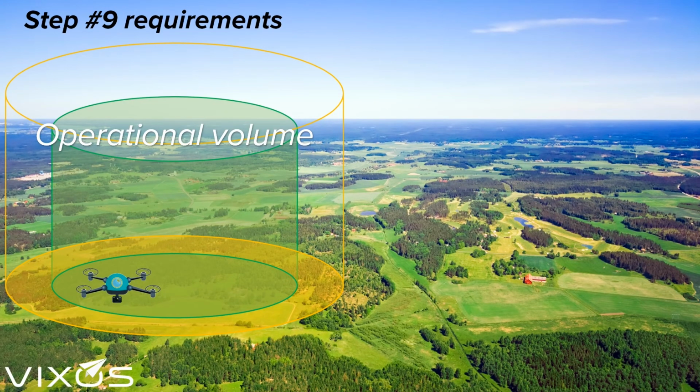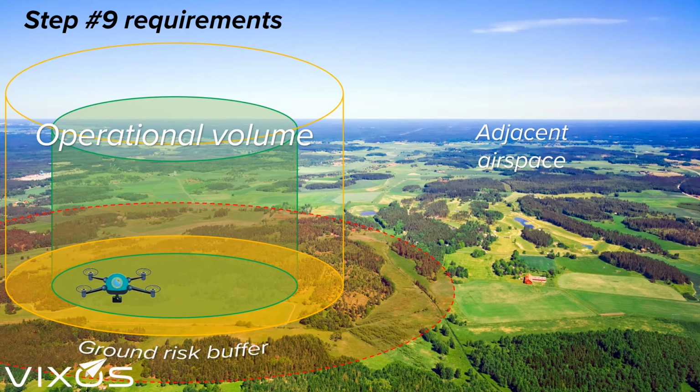Let us start by quickly revisiting the requirements in step number 9. First, there is the operational volume where all your operations are supposed to take place. The airspace outside this volume is called the adjacent airspace. This is where all the other airspace users would be. Around the operational volume, we find the ground risk buffer, and outside of this buffer is the adjacent ground area.